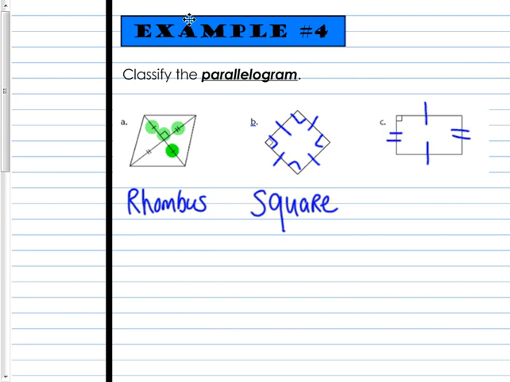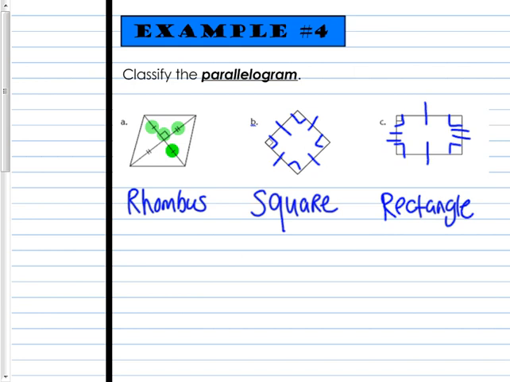And lastly, we know since it's already a parallelogram that opposite sides are congruent. Okay. So not all four sides here, but the opposite sides are. We have one right angle. Well, we know that consecutive angles are supplementary, so they all have to be right angles. And so what parallelogram has four right angles and opposite sides congruent? That would be a rectangle.